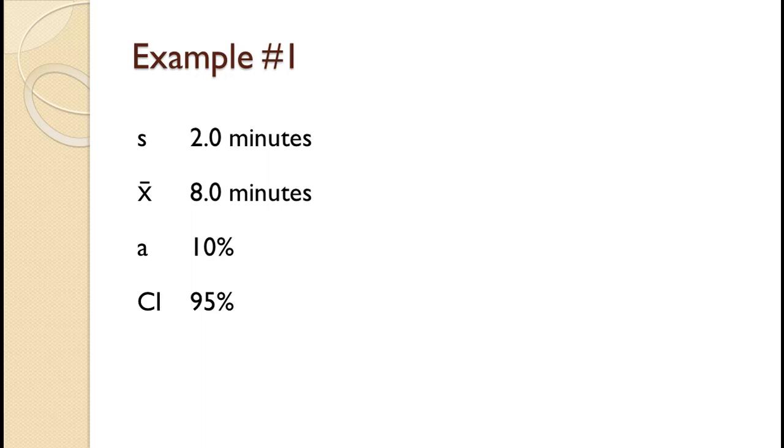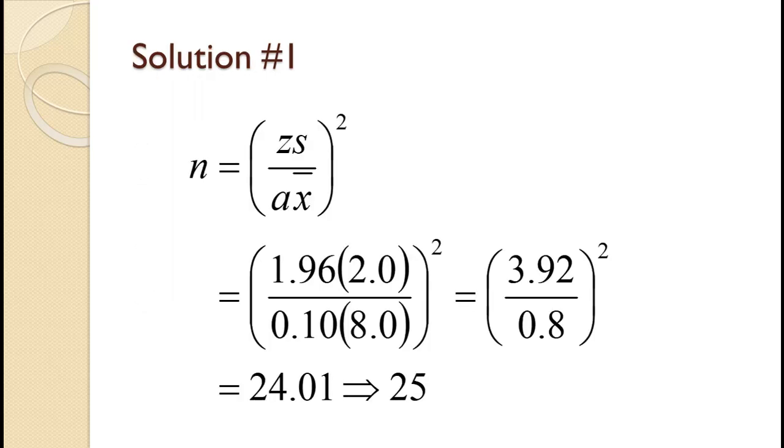An analyst wishes to estimate the time required to perform a given job. A preliminary study to estimate the mean and standard deviation yielded a mean of 8 minutes with a standard deviation of 2 minutes. The desired confidence is 95%. How many observations will be needed? The analyst wishes to have an estimate that is within 10% of the sample mean. From the table we saw earlier, a 95% confidence level translates into a z-value of 1.96. Plugging this value and the parameters given into the equation yields 24.01 observations, which we round up to 25.